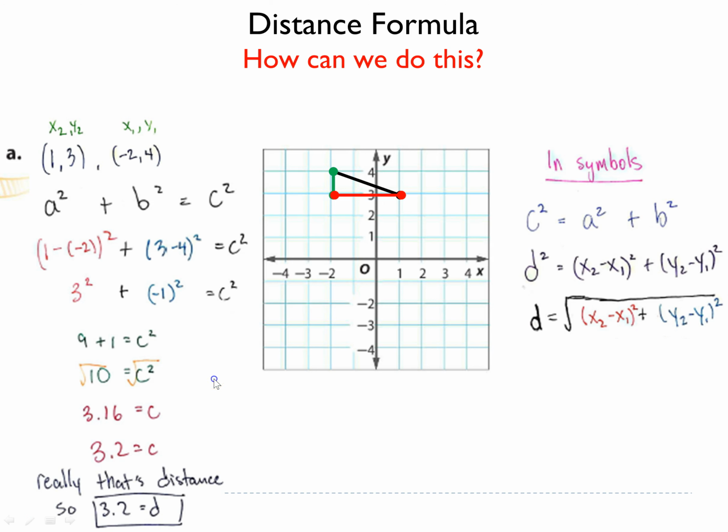It's 3.2. And at the heart of it, the distance formula is really just saying the length of the hypotenuse is equal to the square root of the sum of the lengths of the sides of the triangle.